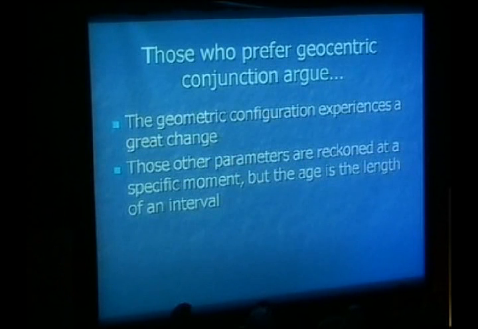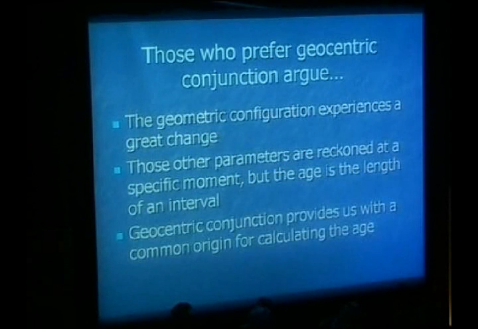Those other parameters are reckoned at a specific moment. For example, delta altitude, delta azimuth, the width of the crescent, the elongation, things like that. But the age is not calculated at a specific moment. It's an interval of time. It's the length of an interval.